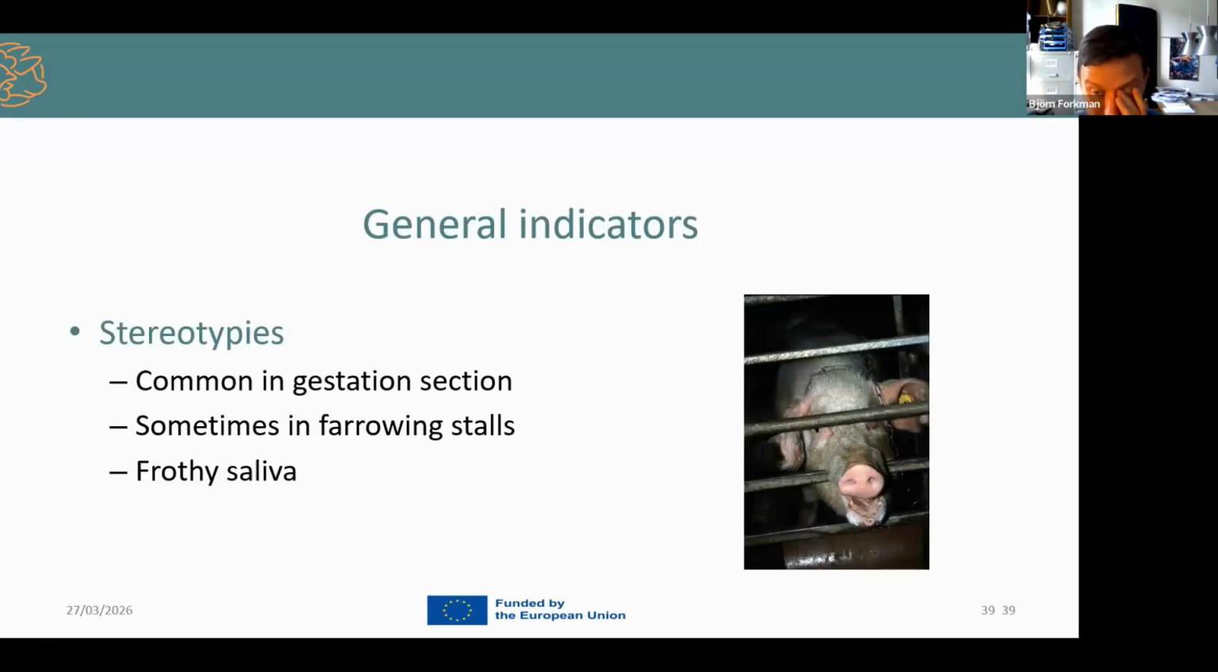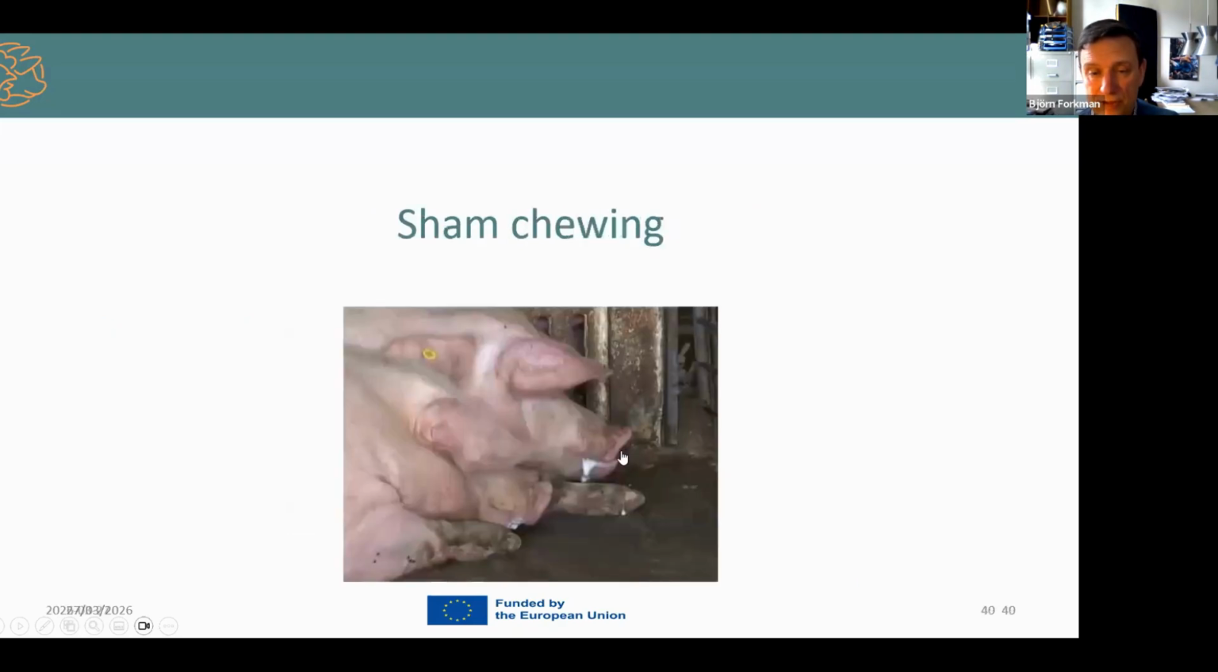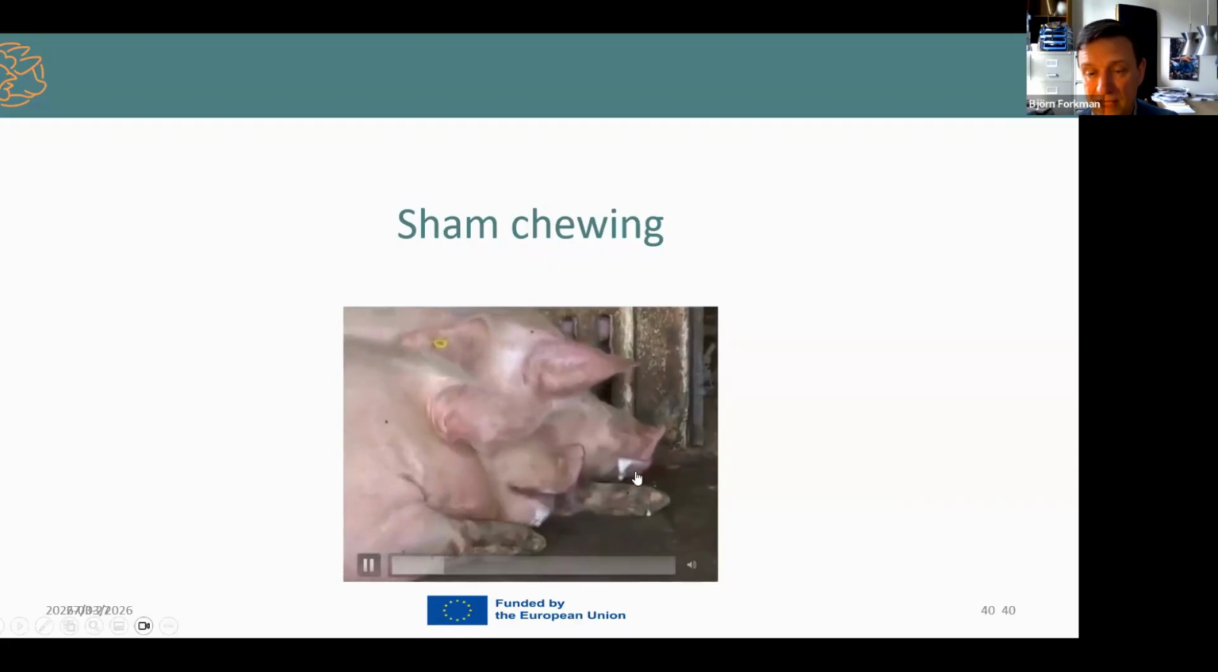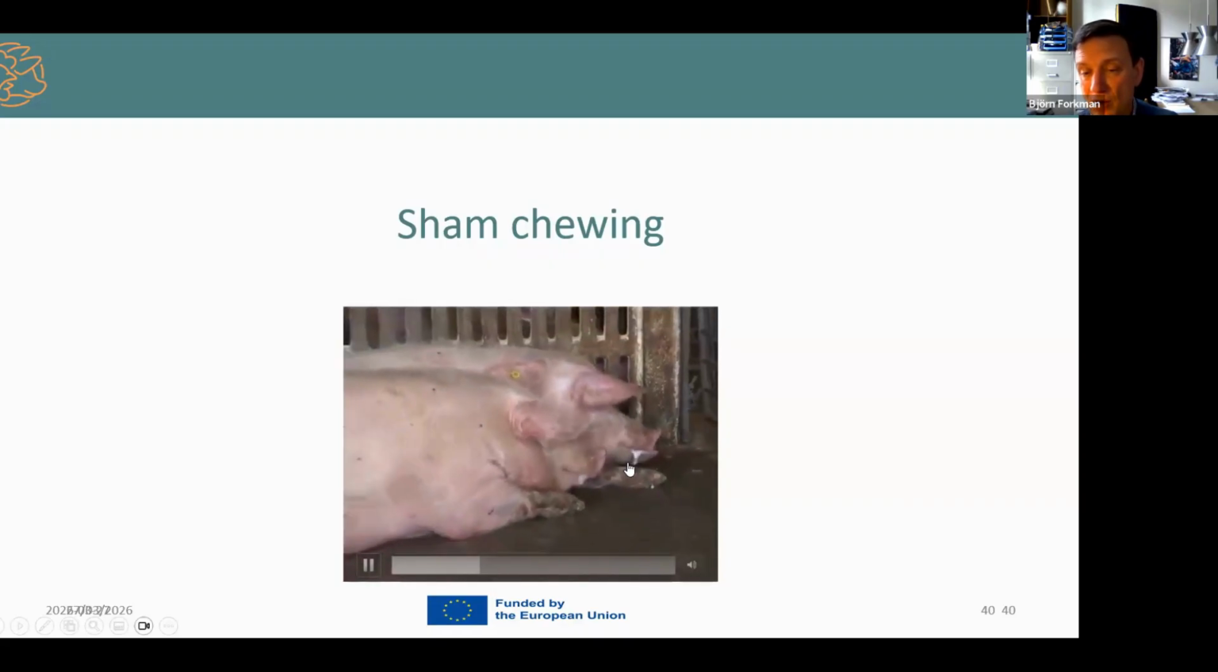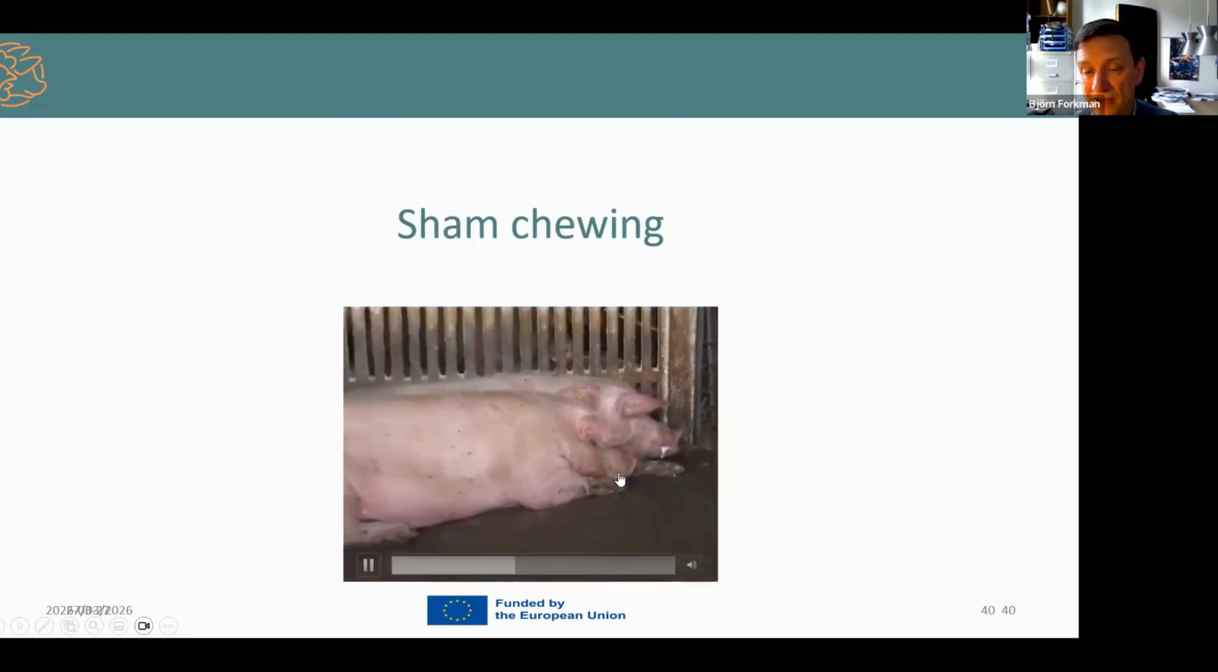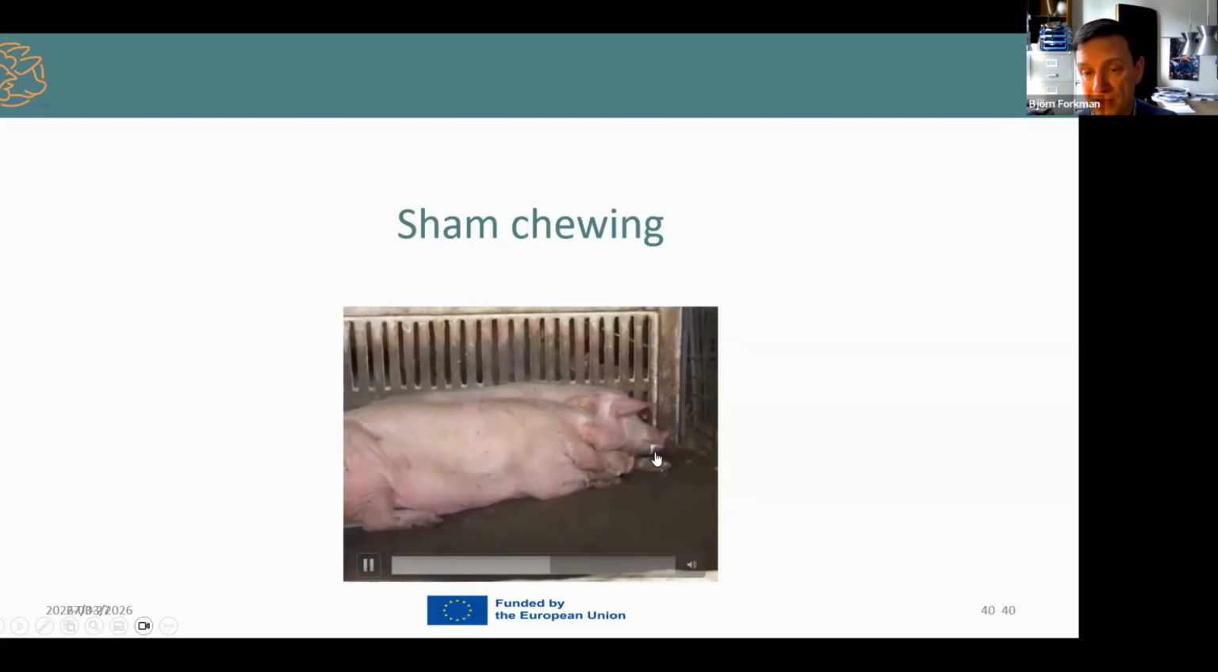One indicator, which I mentioned briefly, was stereotypies. This is most common in the gestation section, caused by increased hunger, but you can also see it in farrowing stores in some cases. It may be difficult to see the stereotypy by itself because pigs often stop when you enter the stable. But what you can see is this frothy saliva, which is a sign that the sows have been stereotyping before you came in.